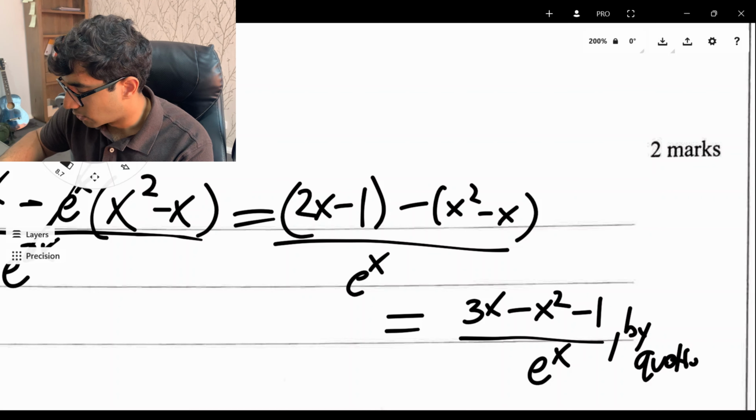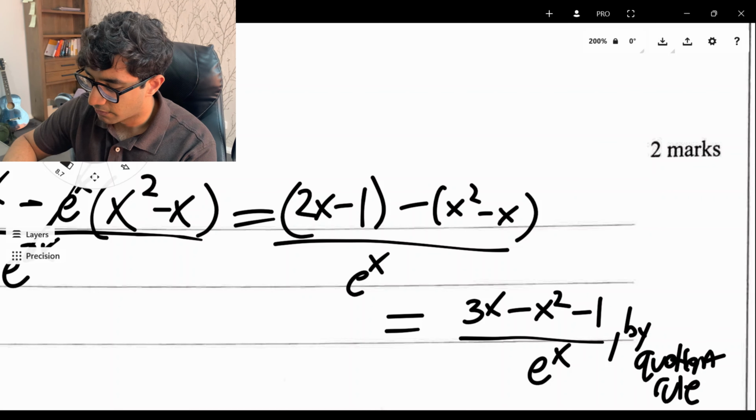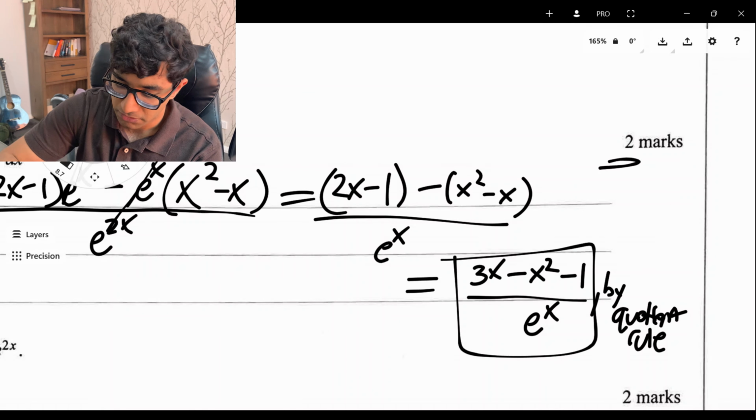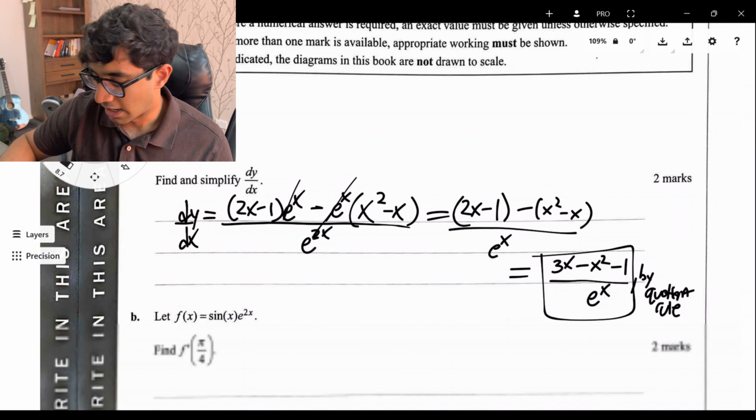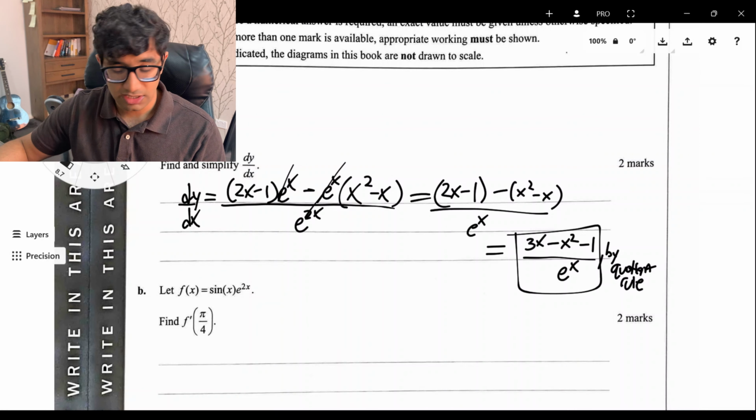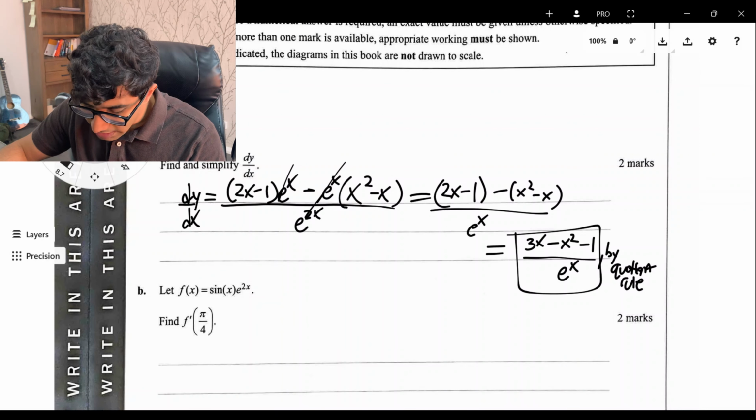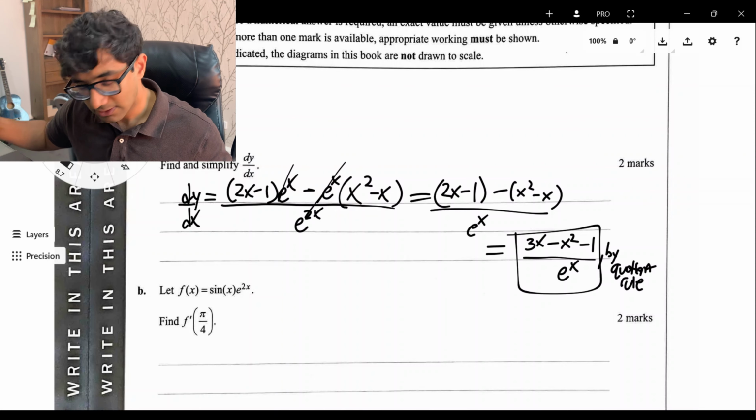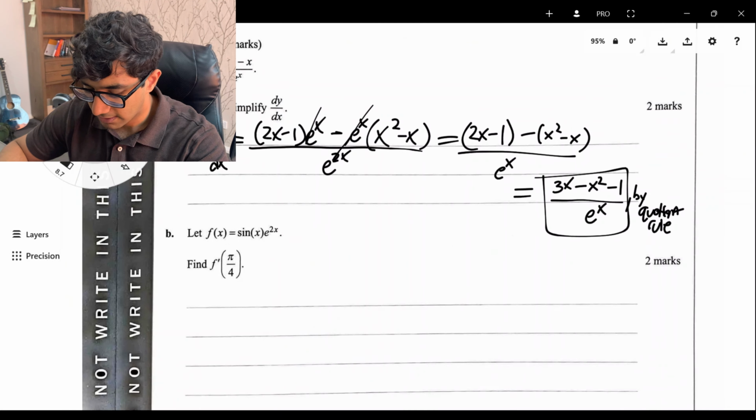You don't have to write "by quotient rule", but I always like doing it just because it's worth 2 marks, so sometimes it's worth explaining that working out. But that's what I get when I fully simplify the answer. Is it necessary to fully simplify the answer? Not always, but I like to be on the safer side of things. So there we go, that's the answer in that case.